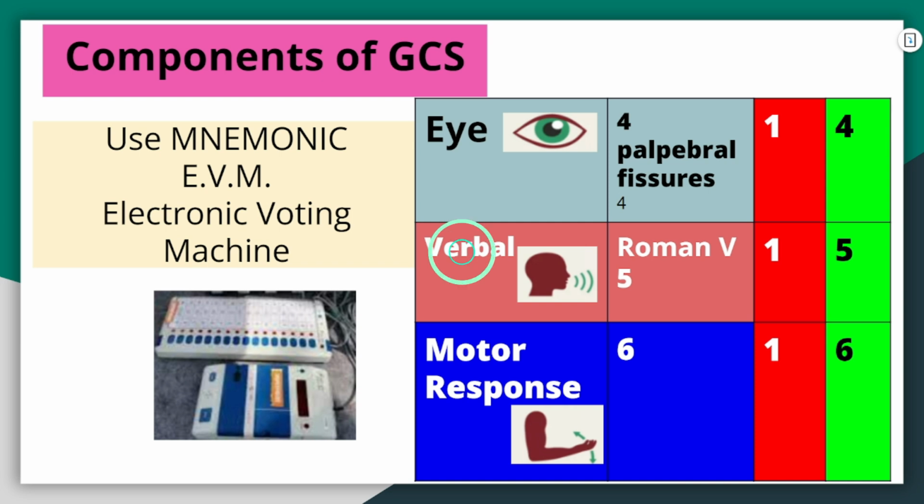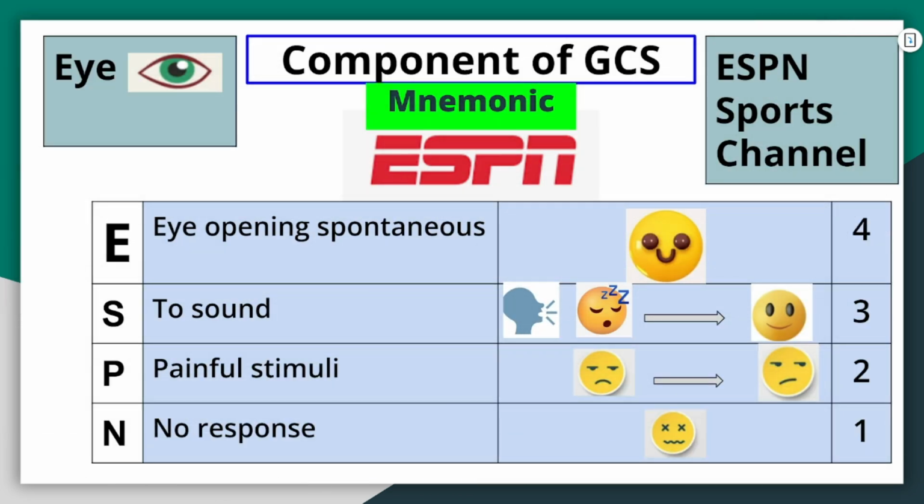For GCS assessment, one should do a preliminary check that no factors are present which can interfere with our assessment, like sedation, paralysis, any hearing impairments or any other factors. Now, for checking eye response, the mnemonic to remember is sports channel ESPN.